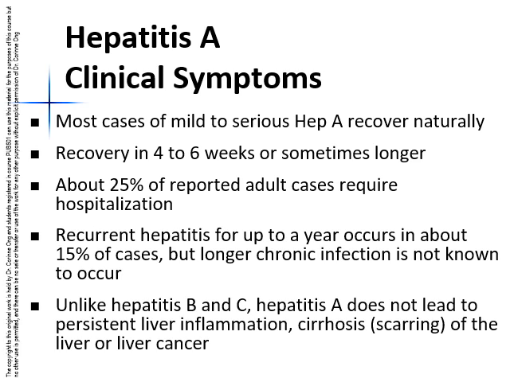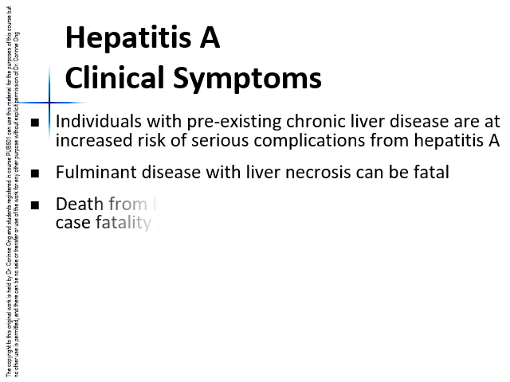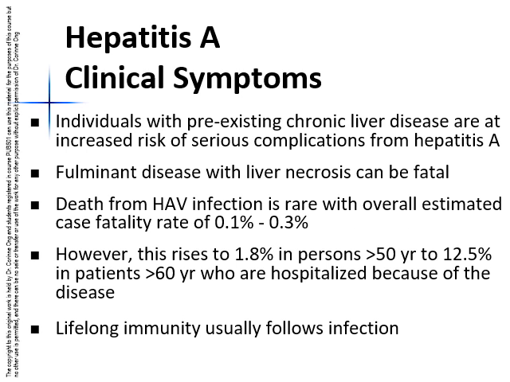Unlike hepatitis B and C, hepatitis A is more benign and does not lead to persistent liver inflammation, cirrhosis, or scarring of the liver or liver cancer. Individuals with pre-existing chronic liver disease are at increased risk of serious complications from hepatitis A. Fulminant disease with liver necrosis can be fatal. However, death from hepatitis A virus infections is rare, and a very low case fatality ratio of 0.2% is usually observed. This rises to 1.8% in persons older than 50 years of age, to 12.5% in patients older than 60 years who need to be treated in hospital. Lifelong immunity usually follows infection.